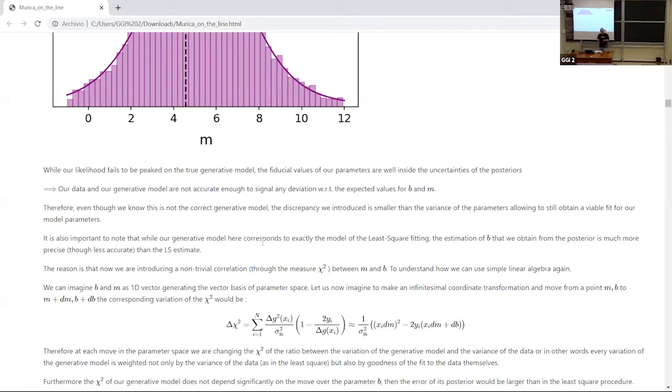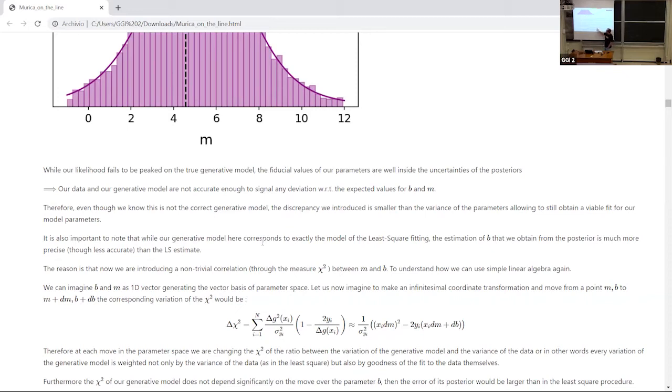So you can imagine B and M as a two-dimensional vector, as the vector basis of a 2D vector space, and then basically X is their sum in this vector space. If you do so, you can calculate delta chi in terms of movement along one of the two directions. So you basically imagine doing a small coordinate transformation in B and M and moving in a certain direction. If you do so, you can calculate the chi square, and up to the M square and the B square, you get this solution.